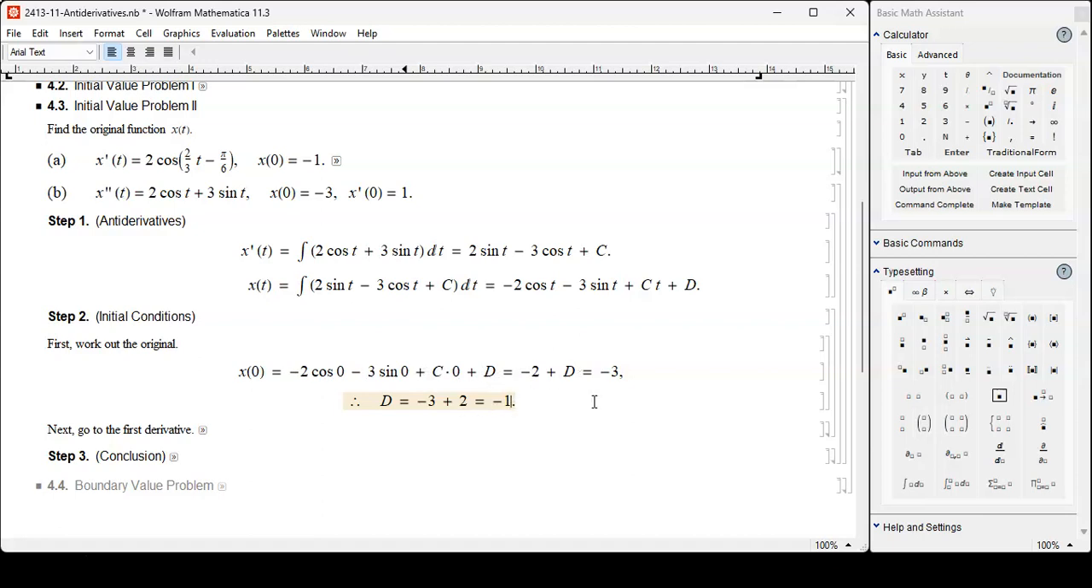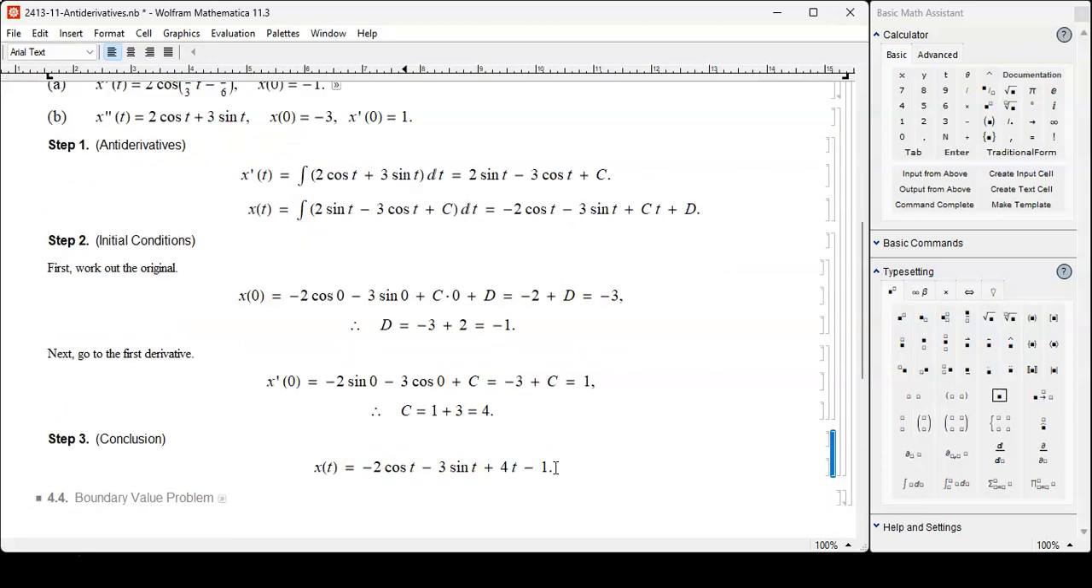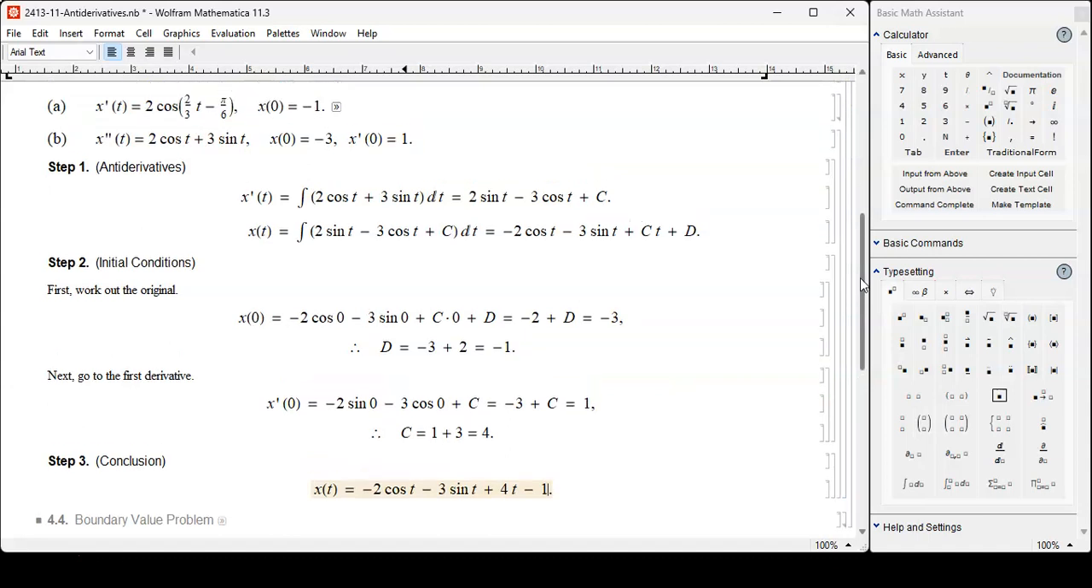We are lucky. Most of the time, you're going to get just two equations and two unknowns, and you'll have to solve a system of equations. Next, we use this one. So from here, plug in t equal to 0 and run your computation. C is 4. So plugging those back into this, you're going to get the final answer. X of t is like this. So we can use the integral twice because we started from the second derivative.